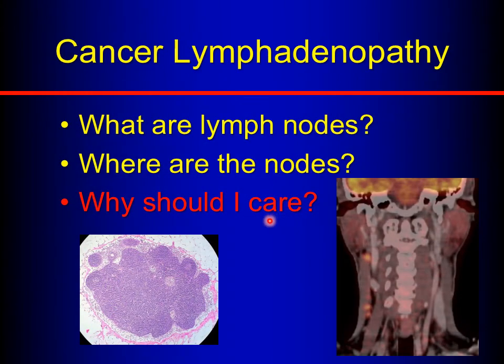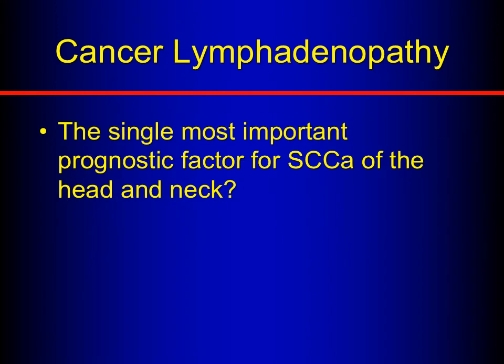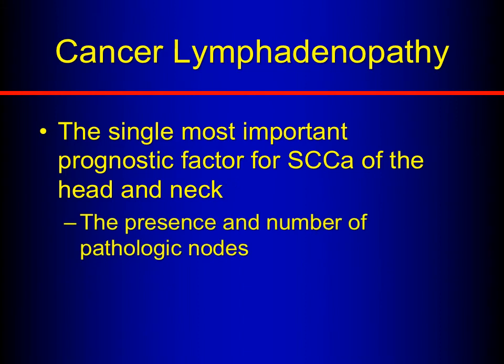So now just to wrap up, hopefully convince you why you should care about these lymph nodes. Why are these important? Well, it turns out if we think about the single most important prognostic factor for squamous cell carcinoma of the head and neck, it's actually the presence and number of pathologic nodes. It's not the primary, where the primary is, or where it goes. It's the presence and number of pathologic lymph nodes.